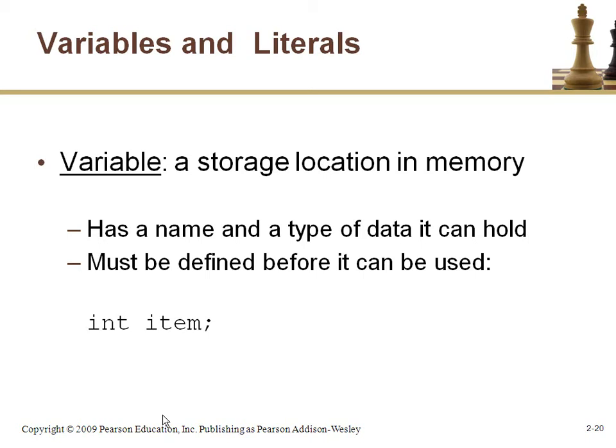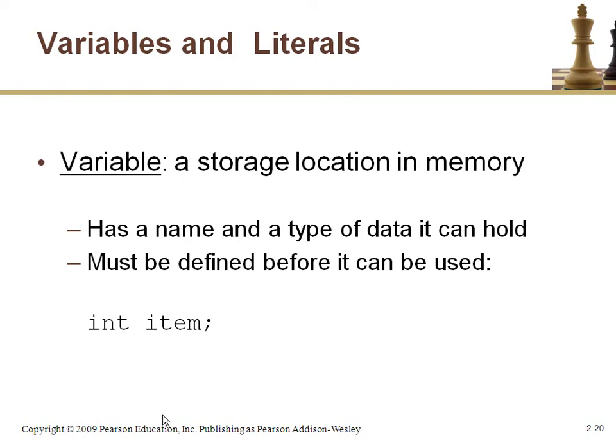A variable has a name, a type of data that it can hold, and an address that physically refers to a place in your RAM. It must be defined before it can be used.